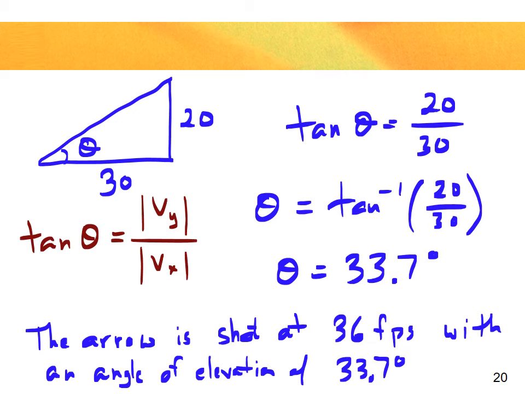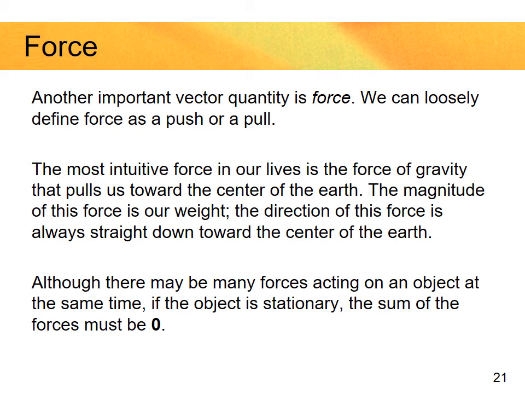All right, one more thing we have to do is called force. So real quick here, I'm going to read it as you guys read it with me. Another important vector quantity is force. We can loosely define force as just a push or a pull on an object. The most intuitive force in our lives is the force of gravity that pulls us down towards the earth. The magnitude of this force is our weight. The direction of the force is always straight down towards the center of the earth.